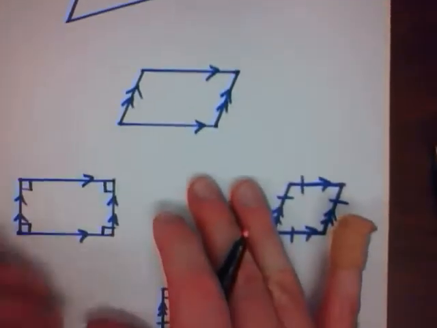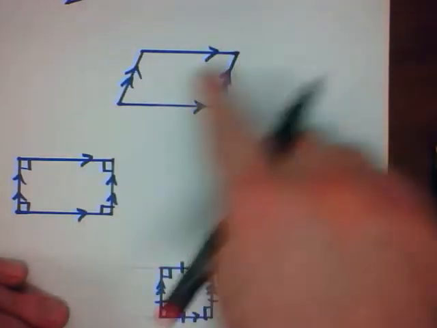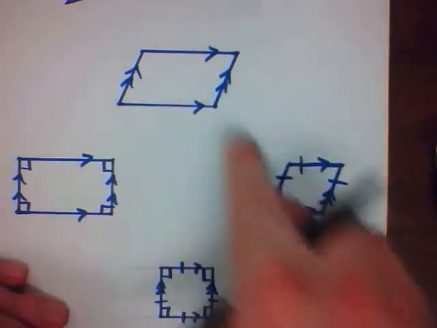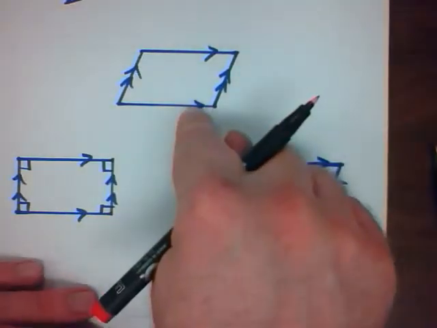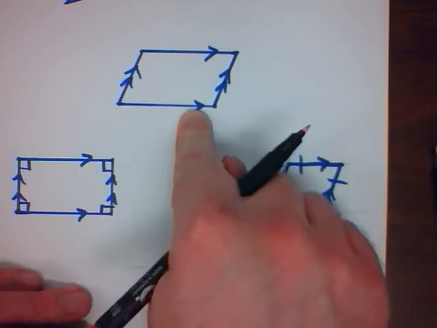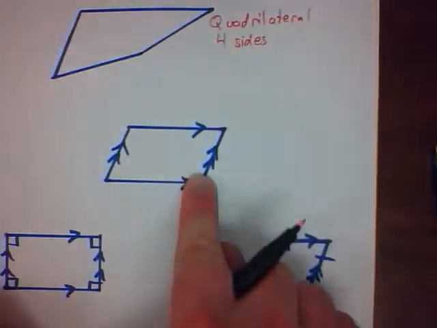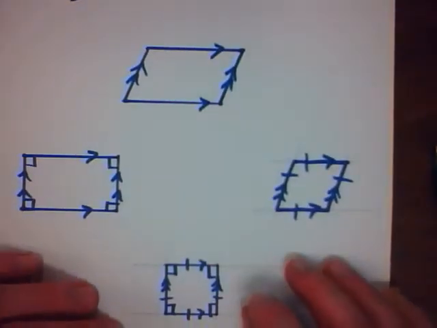So if we take a look at these other shapes, are these quadrilaterals? Do they have four sides? Well, yes, they do. That means each one of these shapes is a quadrilateral. They have other names as well, but they are also a quadrilateral. So everything on this page is a quadrilateral.